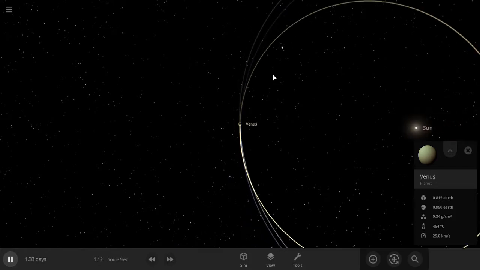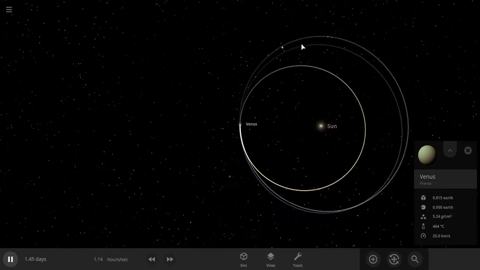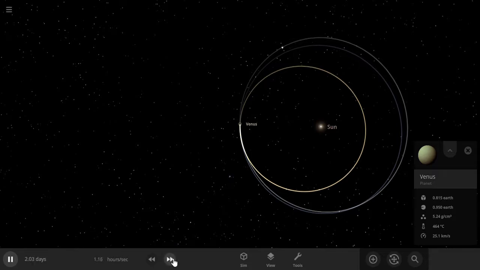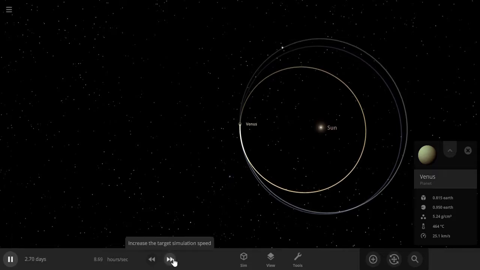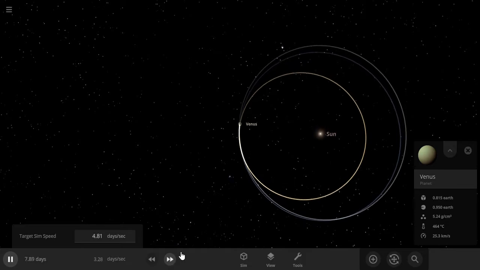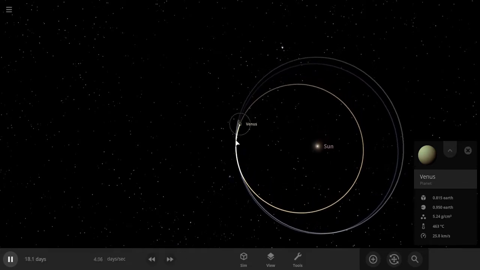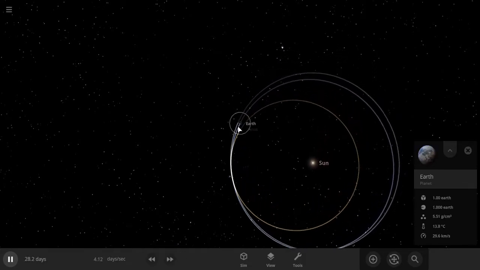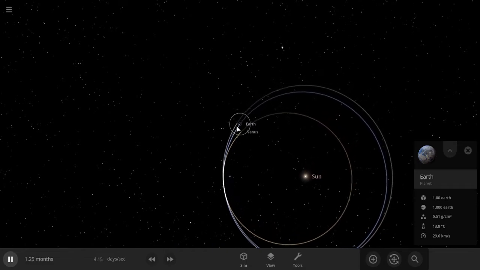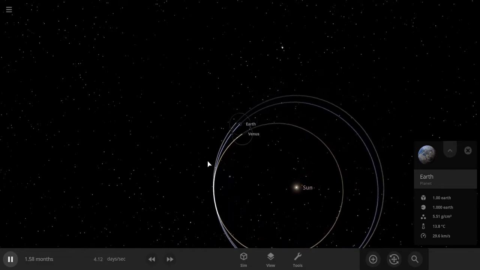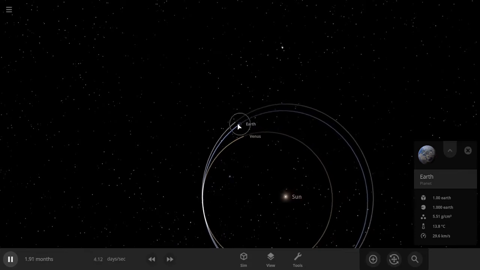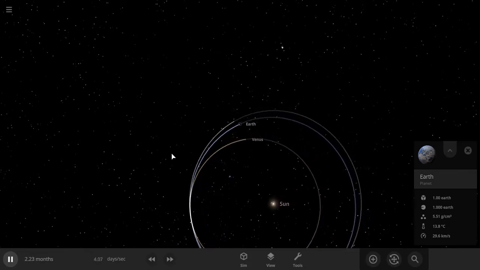If we zoom out a little bit, we can see that the Moon's orbit, now the semi-major axis of the Moon's orbit, is bigger than that of the Earth's. So the orbital period will be slower. If we pick up the speed of the simulation, we should see that Earth's rotating now around the Sun faster than the Moon. So the distance between the Earth and the Moon is gradually increasing.